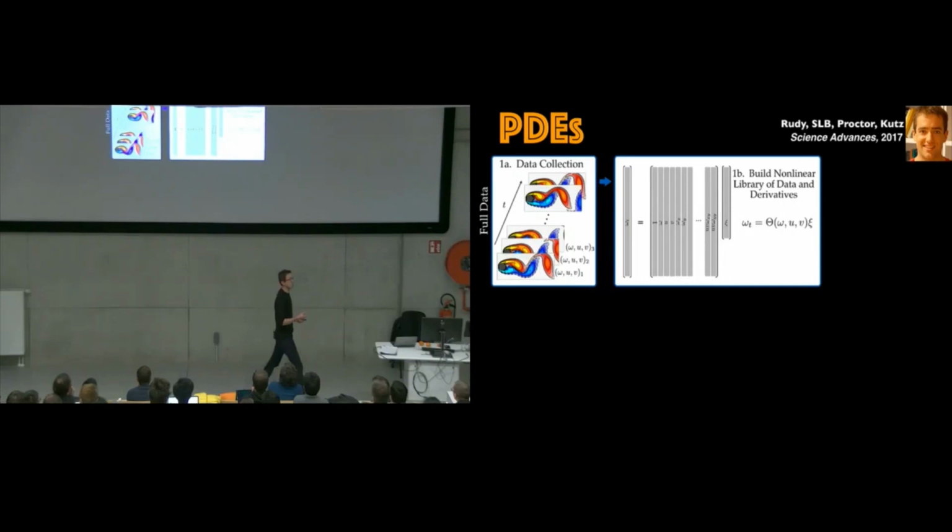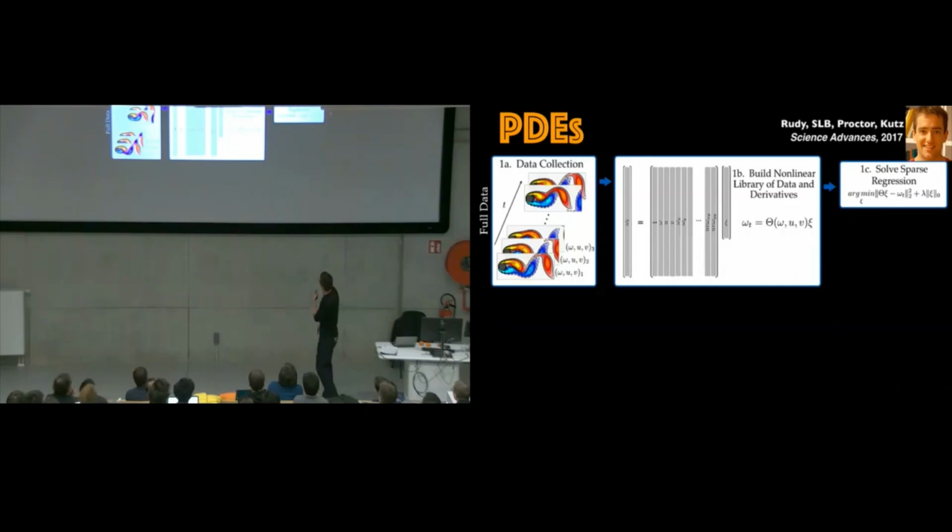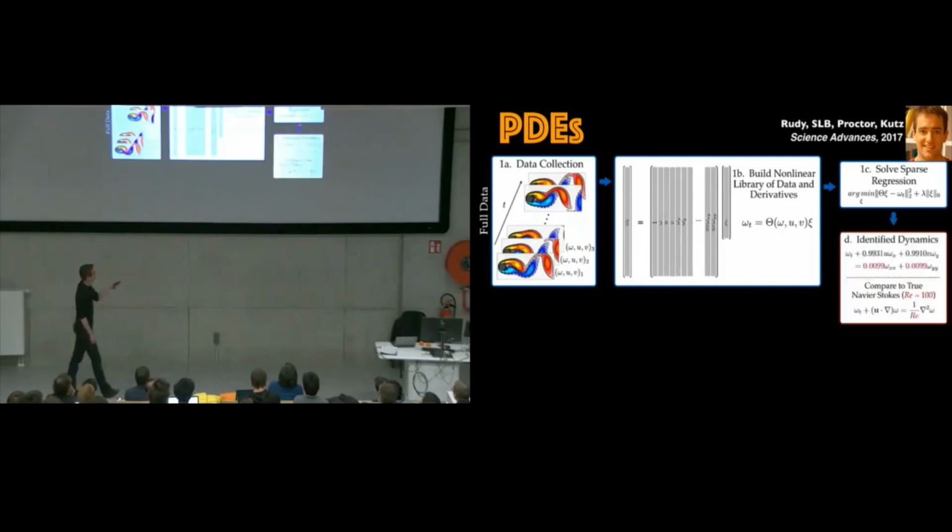And again, I'm going to try to find the fewest partial derivatives, nonlinear combinations of these that equals, in this case, the time derivative of my vorticity. Okay, and when you apply this sparse regression algorithm, this is what you discover. This is the system identification model, it is the Navier-Stokes equations, and the Reynolds number is within about 1%. Okay, so you can discover PDEs with this basic idea now. And here we just rediscovered Navier-Stokes.